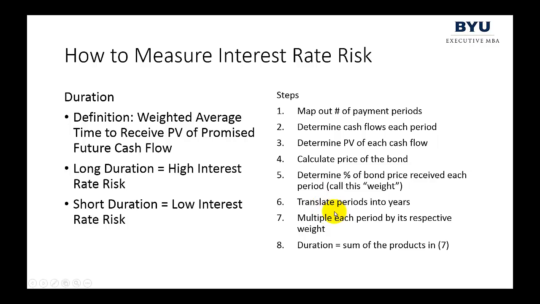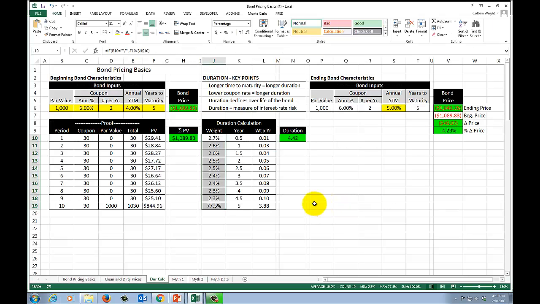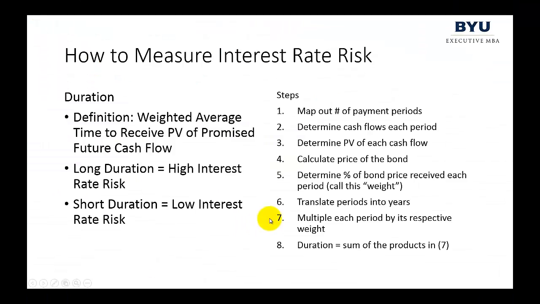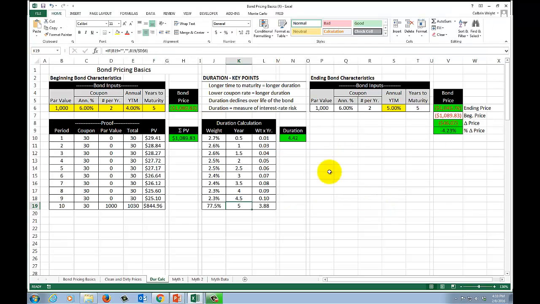Step 6 is to translate the periods into years. So this first period is actually a half a year. At the end of the second period, that will be the end of the first year. The end of the third period will be 1.5 years, fourth period 2 years, all the way down, and we can see that the end of the 10th period represents the 5th year. Step 6, check mark. Step 7 is I'm going to multiply the weight by the year.